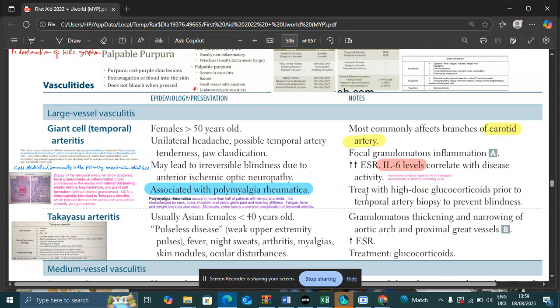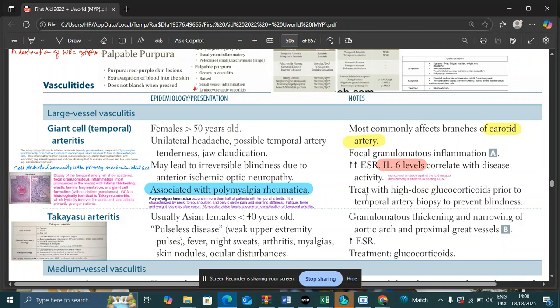What is polymyalgia rheumatica? Polymyalgia rheumatica is also seen in females above the age of 50. That's why it is associated with temporal arteritis. So what is polymyalgia rheumatica? In polymyalgia rheumatica, patients usually present with pain and stiffness in the proximal muscles, for example shoulders, neck muscles, or torso or hip muscles.